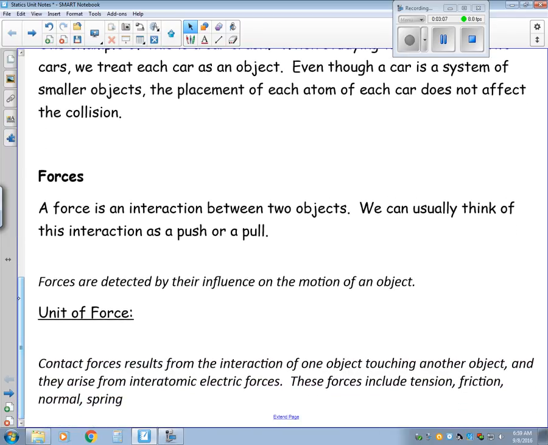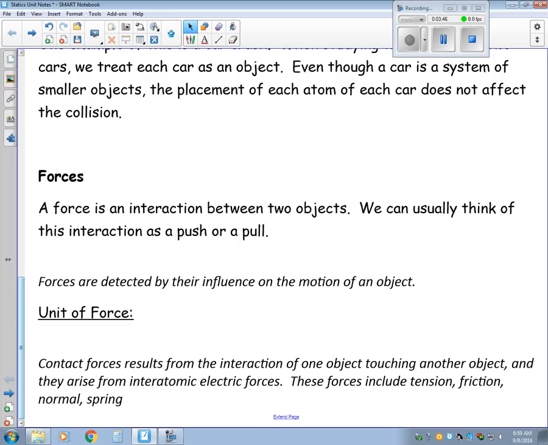Okay, moving on. Forces. This is an interaction between two objects. And we can usually think of this interaction as a push or pull. There are 4 types of interactions. The weakest is gravity. And then up from that is the weak interaction, which is responsible for some forms of nuclear decay. And then there's the electromagnetic interaction, which is the second strongest, and that deals with electric charges and magnets. And then there's the strong force, which is the strongest in nature, and that's what holds the nucleus of an atom together.